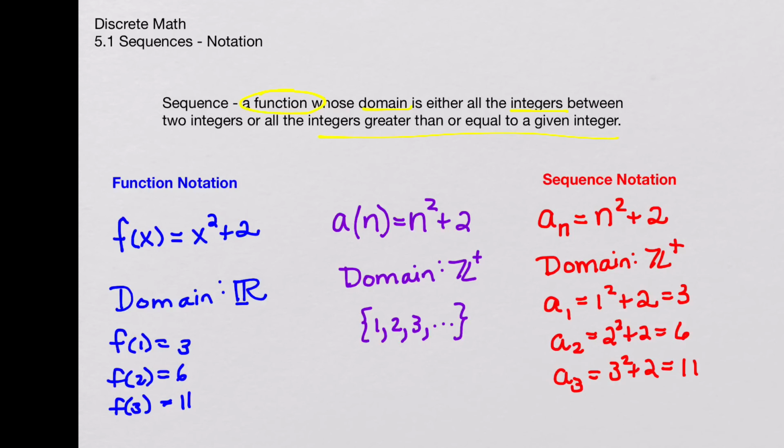So the big difference here would be that you could actually find f of 1.5 and say that that was, let's see, 1.5 squared plus 2, which would be 4.25. So could we write that over here in the sequence notation? Could we write a sub 1.5? You could, but because our domain is the set of positive integers, we're not supposed to write that because we're only looking at values to plug in that are integers and not decimals. So that's sequence notation.